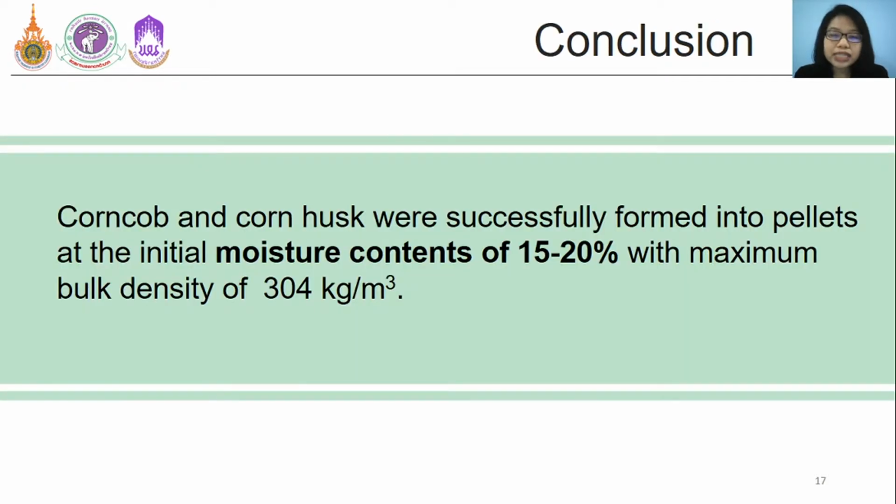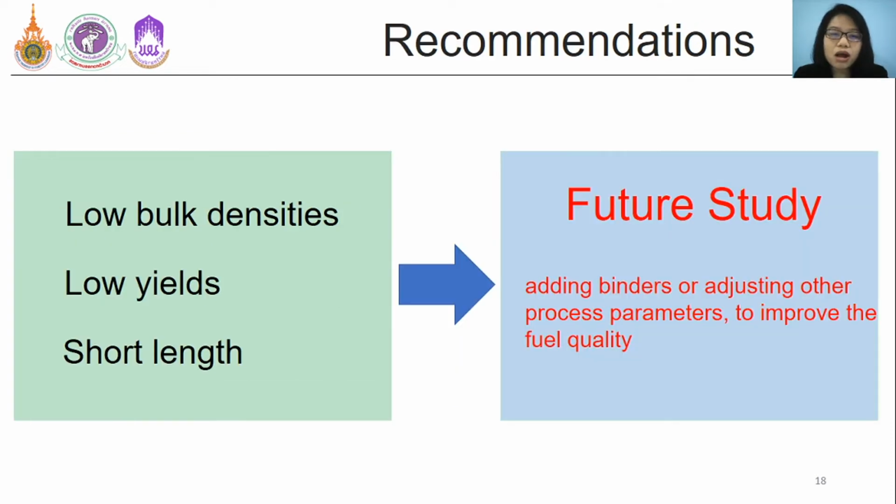For conclusion, corn cobs and corn husks were successfully formed via densification at the initial moisture content in range of 15 to 20% with maximum bulk density of 304 kg per cubic meter. For recommendation, binder adding and process parameter adjusting should be studied to improve the quality of pellet.